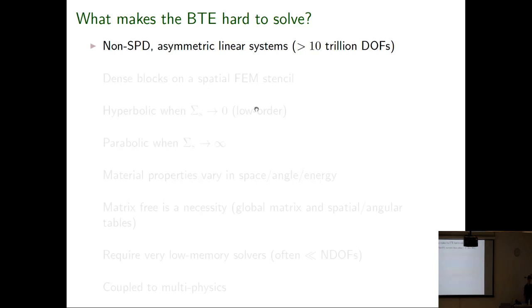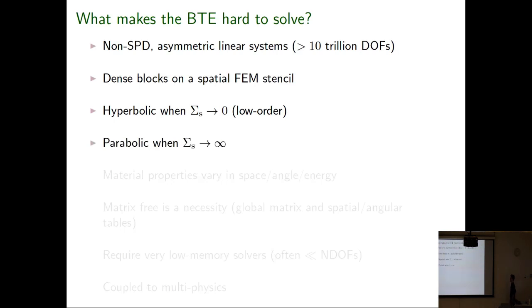Currently, people tend to solve 10 trillion degrees of freedom sized linear systems in these problems, even a little bit bigger now. Because of those integral operators for scatter that tell you, well, I was going this direction, I've changed direction, you get big dense blocks in angles sometimes. So you've got big dense blocks living on kind of a spatial finite element stencil, and then those are blocks living in an energy stencil. So these linear systems are big and hard.